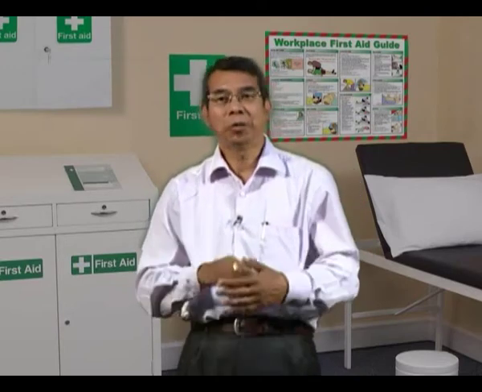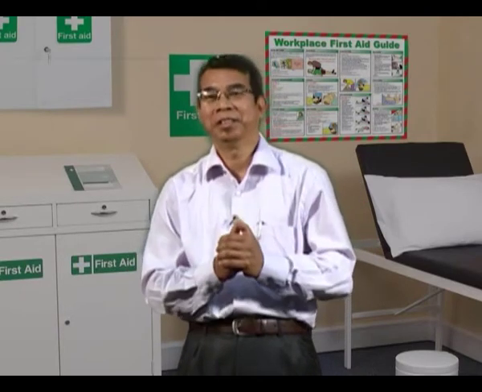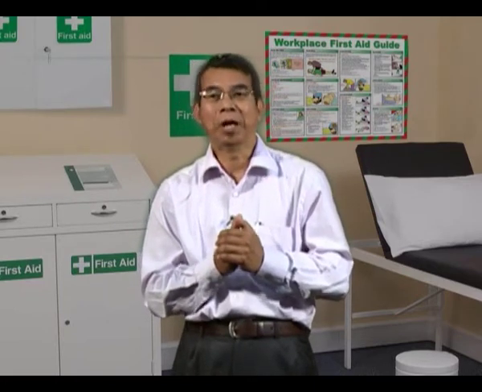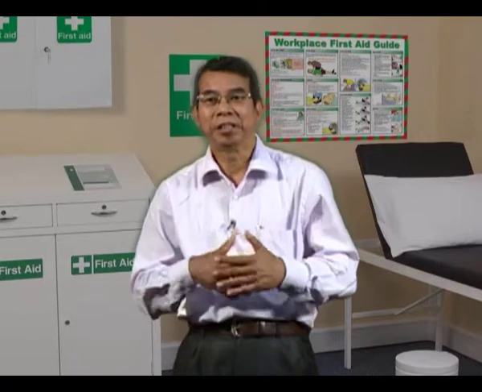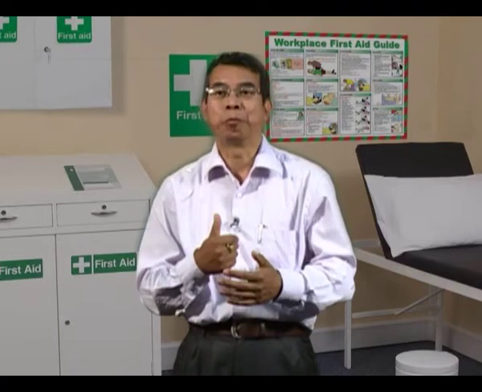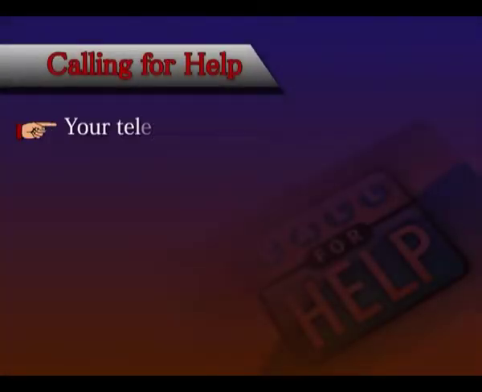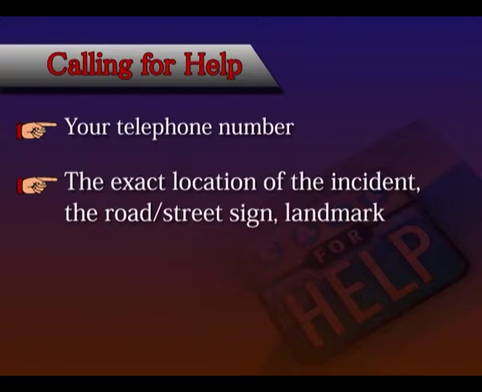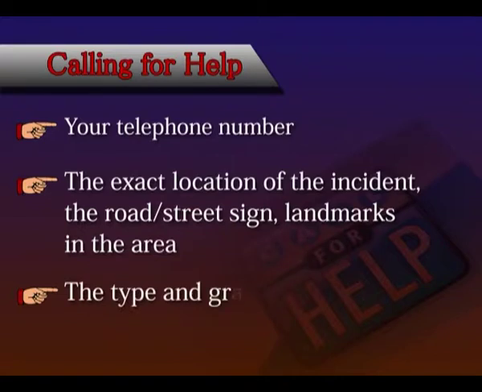Now, calling for help. According to the severity of the casualty, the first aider may have to seek emergency help. While making the call, state clearly your name and provide the following details. First, your telephone number. Next, the exact location of the incident, the road or the street sign, landmarks in the area, and also the type and the gravity of the incident.